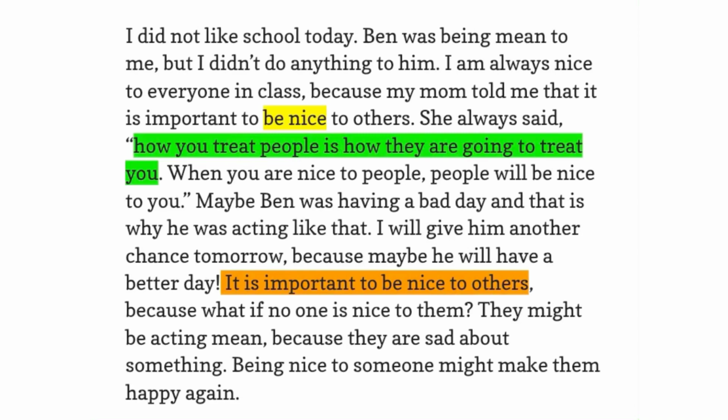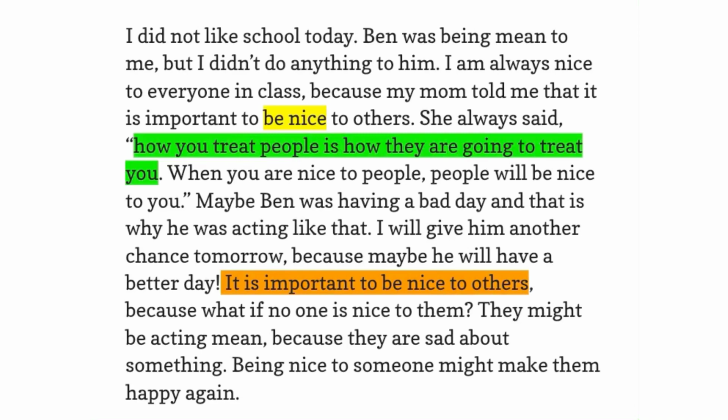And let's keep reading. It is important to be nice to others. Because what if no one is nice to them? Does that tell us why it is important to be nice to others? Kind of, but we already used that part for our main idea. So we're going to keep reading. They might be acting mean because they are sad about something. Does that tell us why it's important to be nice to others? It kind of starts explaining it, but it doesn't tell us a good reason just yet, but it's almost there.